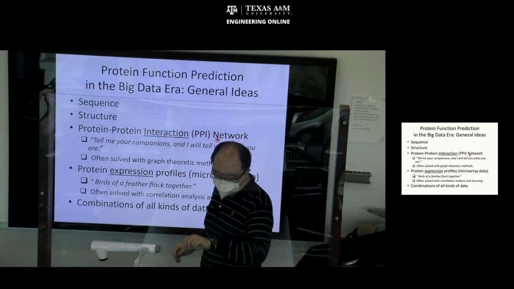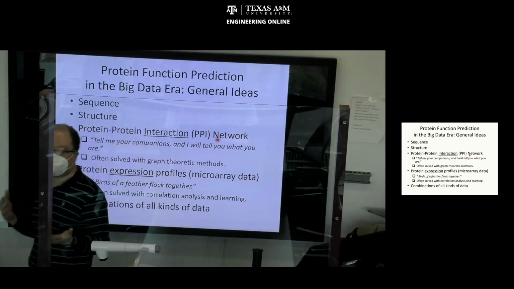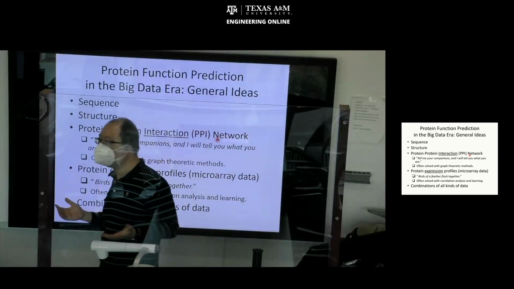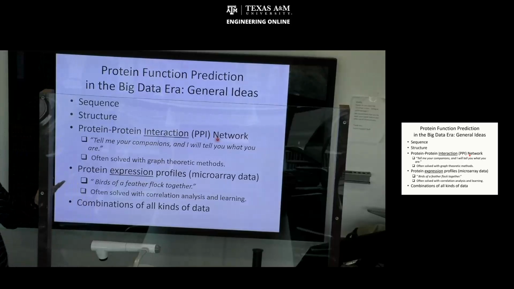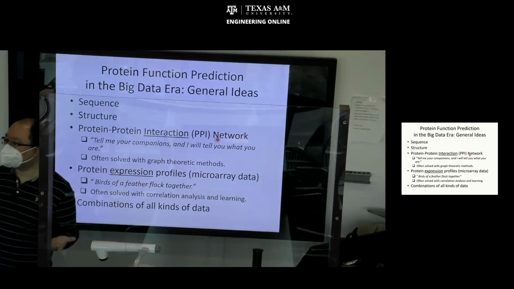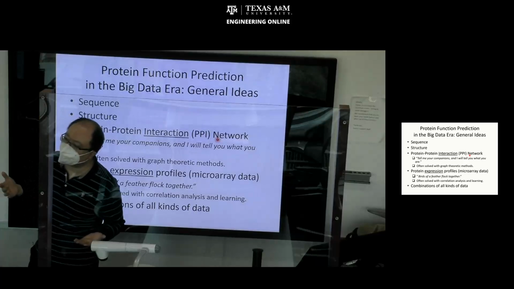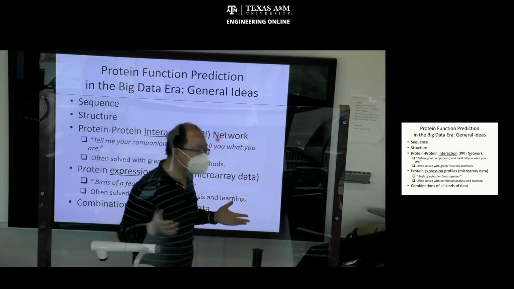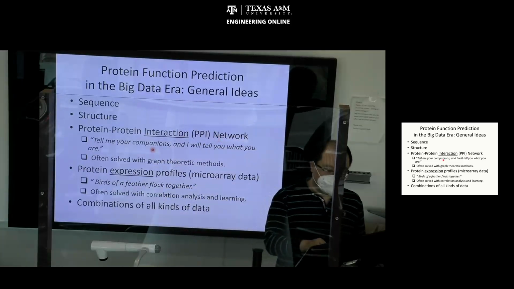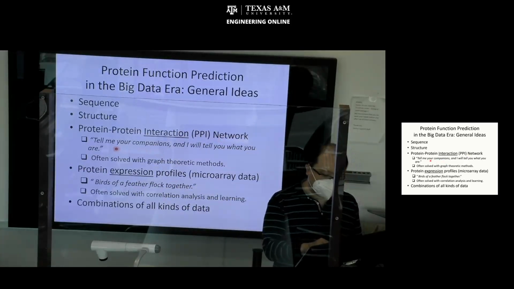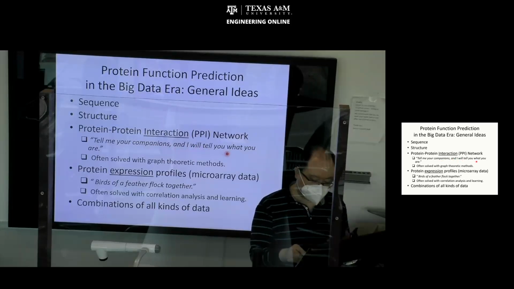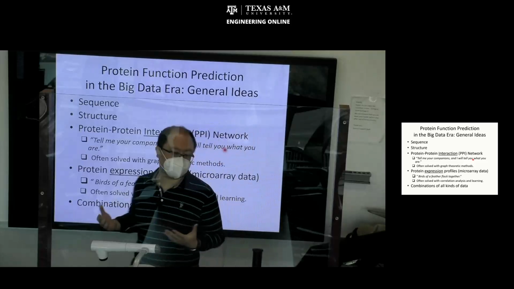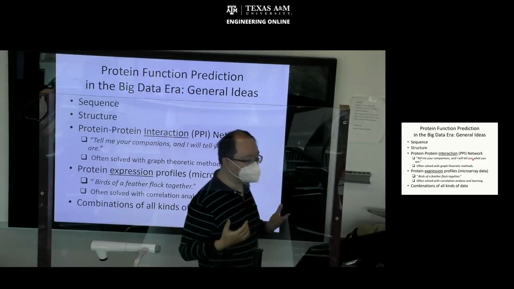If you ever met some new friend and you want to know more about him or her, but his Instagram is not open to everyone, then you find a mutual friend, maybe. Then you guess, well, maybe they share similar interests. In other words, you may not know a person well, but if you know that person's companions, then you can probably tell what that person is doing. This is a Jewish proverb: tell me who your companions are, and I will tell you what you are.